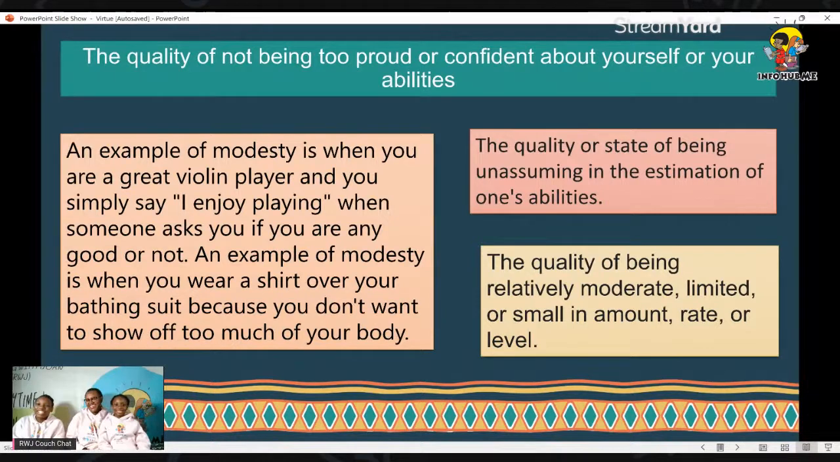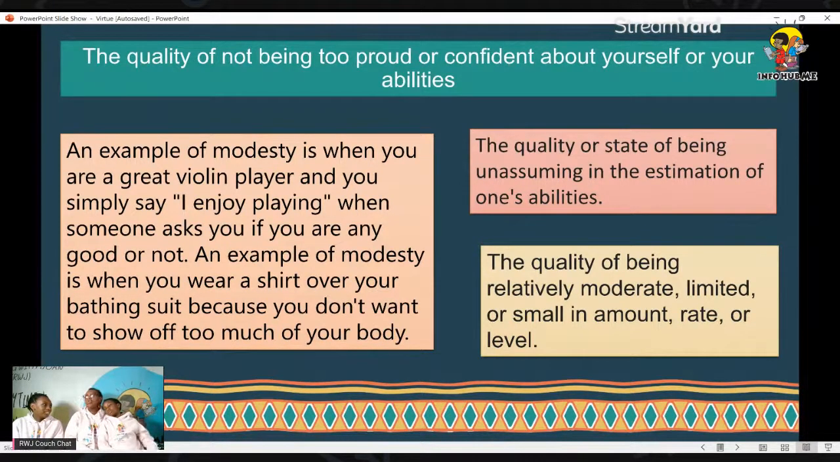Quality or state of being unassuming in the estimation of oneself. So you are unassuming in the estimation of yourself. And your ability. You're not going to just look down on yourself and say I'm terrible at this, or put yourself on a pedestal saying I'm really good at this. Exactly. So you're just in a very good estimation of yourself.